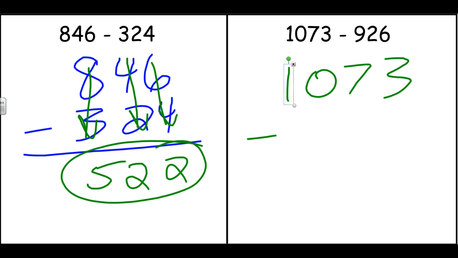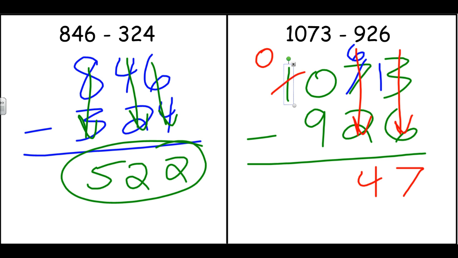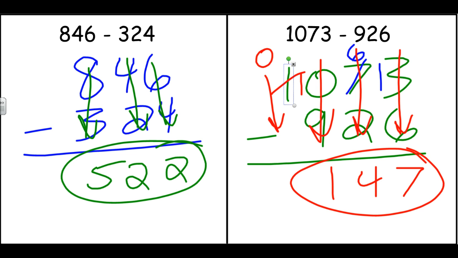1,073 minus 926. Can't take 6 away from 3, so we're going to borrow from the 7, make the 7 into a 6. Add 10 ones, which makes the 3 a 13. 13 minus 6 is 7. 6 minus 2 is 4. We can't take 9 away from 0, but we can borrow from the thousands to make 10 100s. 10 minus 9 is 1, and 0 minus 0 is, well, 0. So the difference is 147.